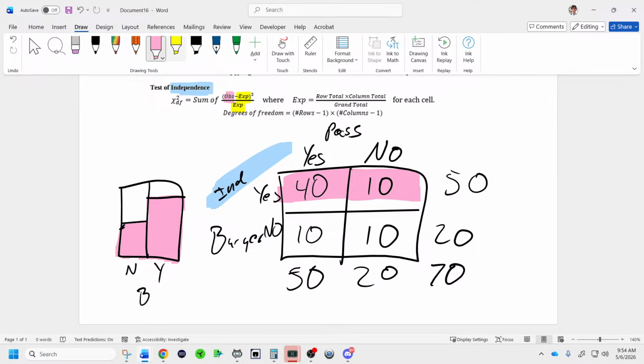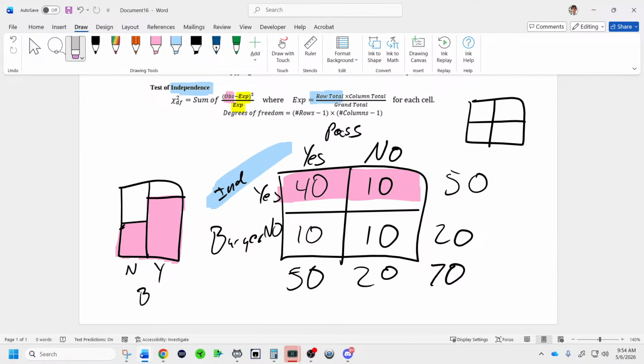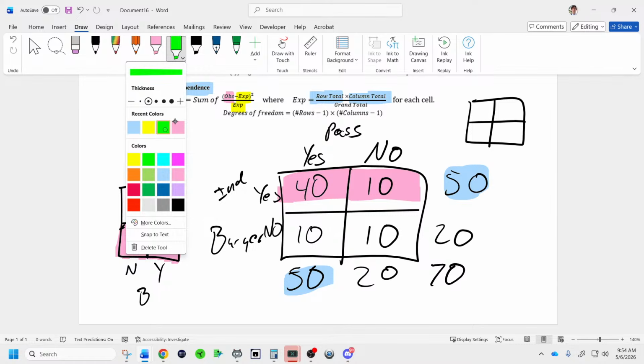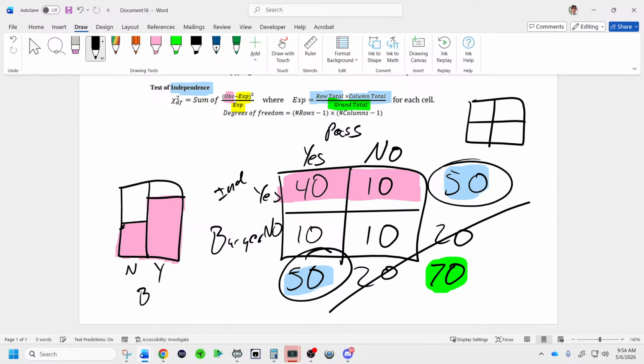The expected counts are going to be another matrix we have to make, and we have to do row total times column total over grand total. So there's the row total times column total, and then over the grand total, which is down here. You can circle the numbers and multiply, and that'll get the equation 50 times 50 over 70.